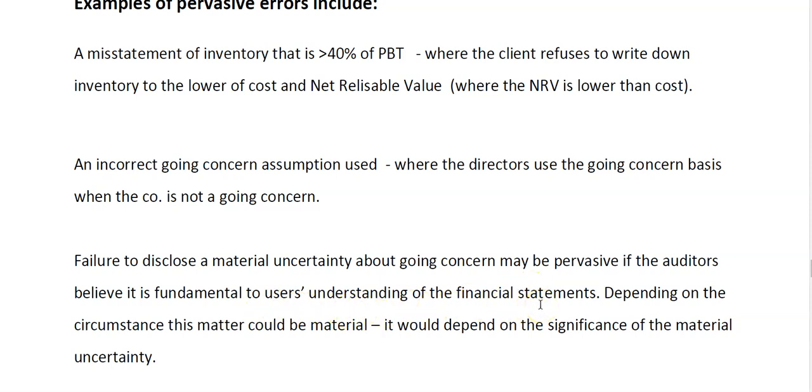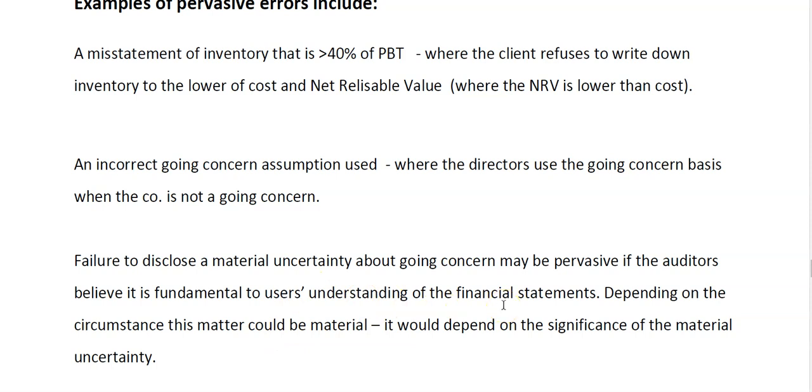And it would depend on the material uncertainty. So if it was something that needed to be disclosed because it's a material matter, so all material matters should be disclosed in the notes. But if the material uncertainty is very serious, if there is significant doubt about the ability of the company to manage or get over the problem, well then definitely that might be enough to warrant saying that it's pervasive.